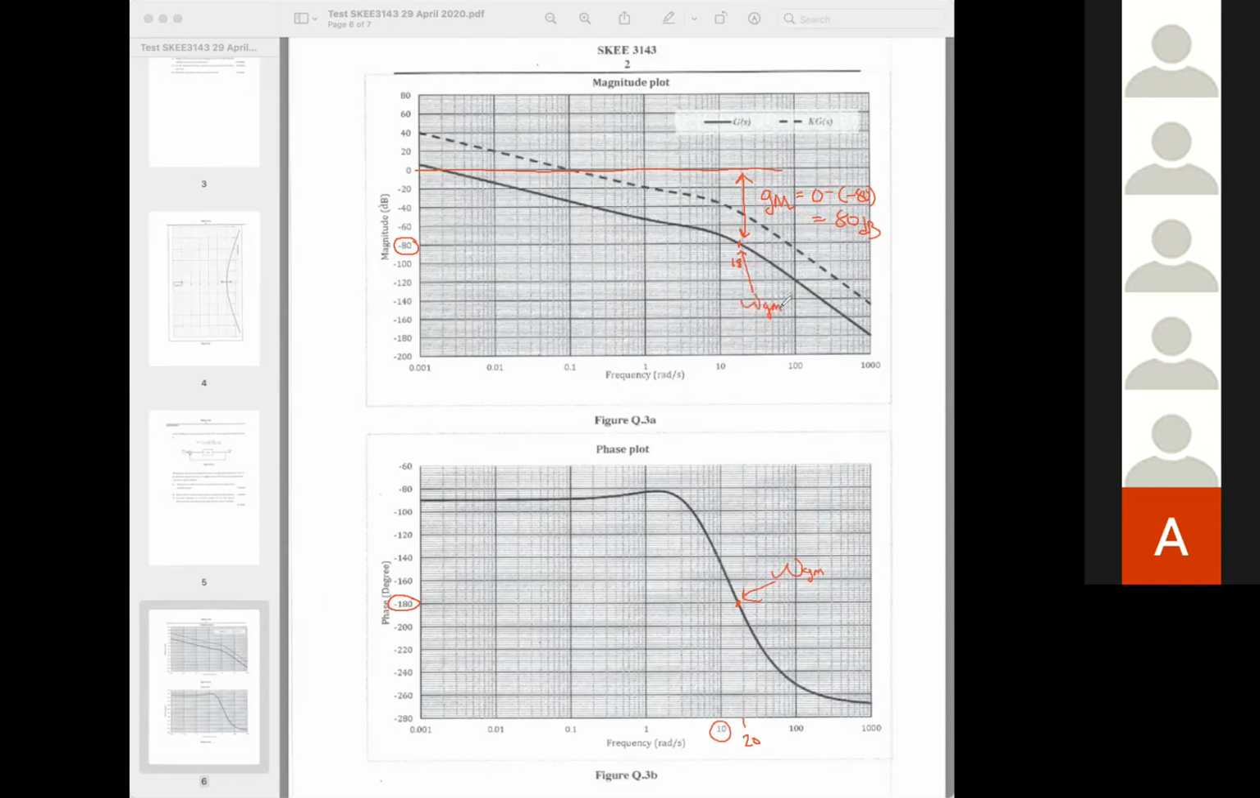Okay. Understand, doctor? Imran, understand? Imran is sleeping. Ali Imran? Okay, phase margin. Phase margin occurs when the gain curve crosses 0 dB. Where is it?